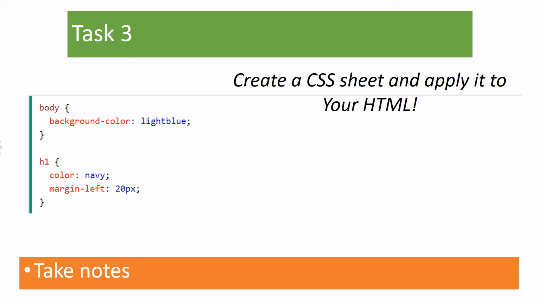Your next task is to create a CSS style sheet and apply it directly to your HTML. Here are a few examples. You always have the HTML tag, so body, and inside that you'd give it names and all the different attributes. You could choose them just like this.